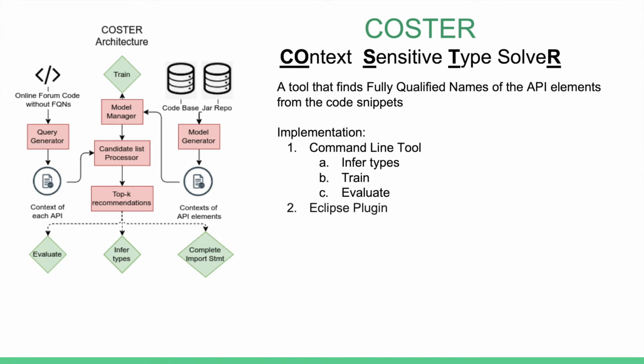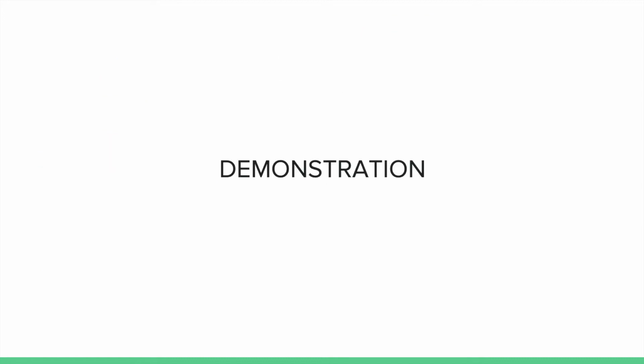In our second implementation, the Eclipse plugin, the main component is complete import statement. So if a user pastes the code from an online forum, then our plugin can complete the import statements to make it compilable for the IDEs. Also, you can use our GUI representation to infer types for any Stack Overflow or online code snippets, and also you can train using the GUI interface. So let's have the demo.